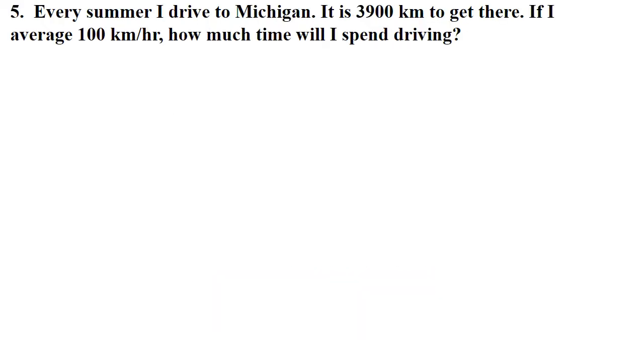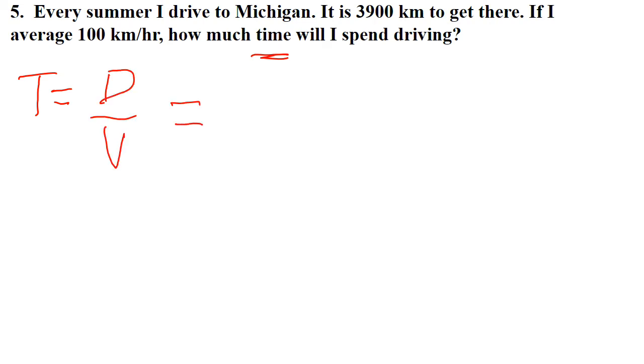So in problem number 5, it states that every summer I drive to Michigan. It's 3,900 kilometers to get there. If I average 100 kilometers per hour, how much time will I spend driving? So in this problem, we're solving for time. So according to our equations, we know that time is equal to distance divided by velocity.